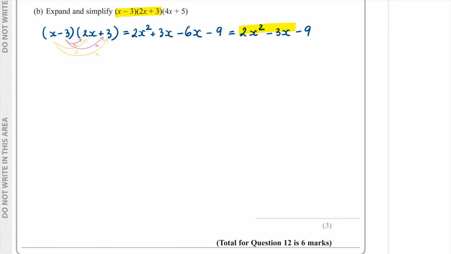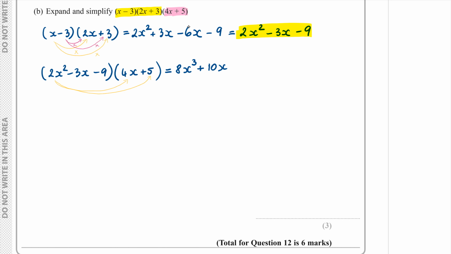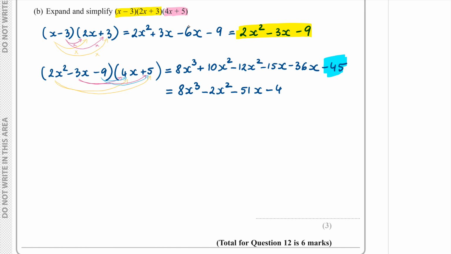9. Now we have to multiply this result by the third bracket. 2x squared times 4x is 8x cubed, 2x squared times 5 is 10x squared, minus 3x times 4x is minus 12x squared, minus 3x times 5 is minus 15x, minus 9 times 4x is minus 36x, minus 9 times 5 is minus 45. Simplifying this further, we have 8x cubed minus 2x squared minus 51x minus 45.